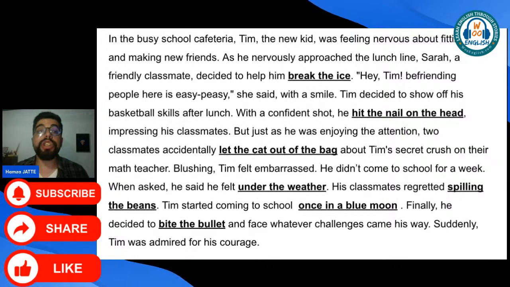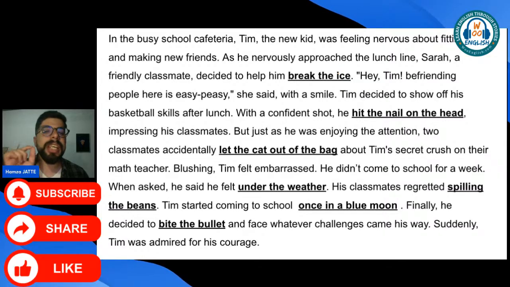Tim decided to show off his basketball skills after lunch. So he decided, to make an impression, to impress the other people, to make them like him, to show them his basketball skills. With a confident shot, he hit the nail on the head. This is another expression. He hit the nail on the head, impressing his classmates.